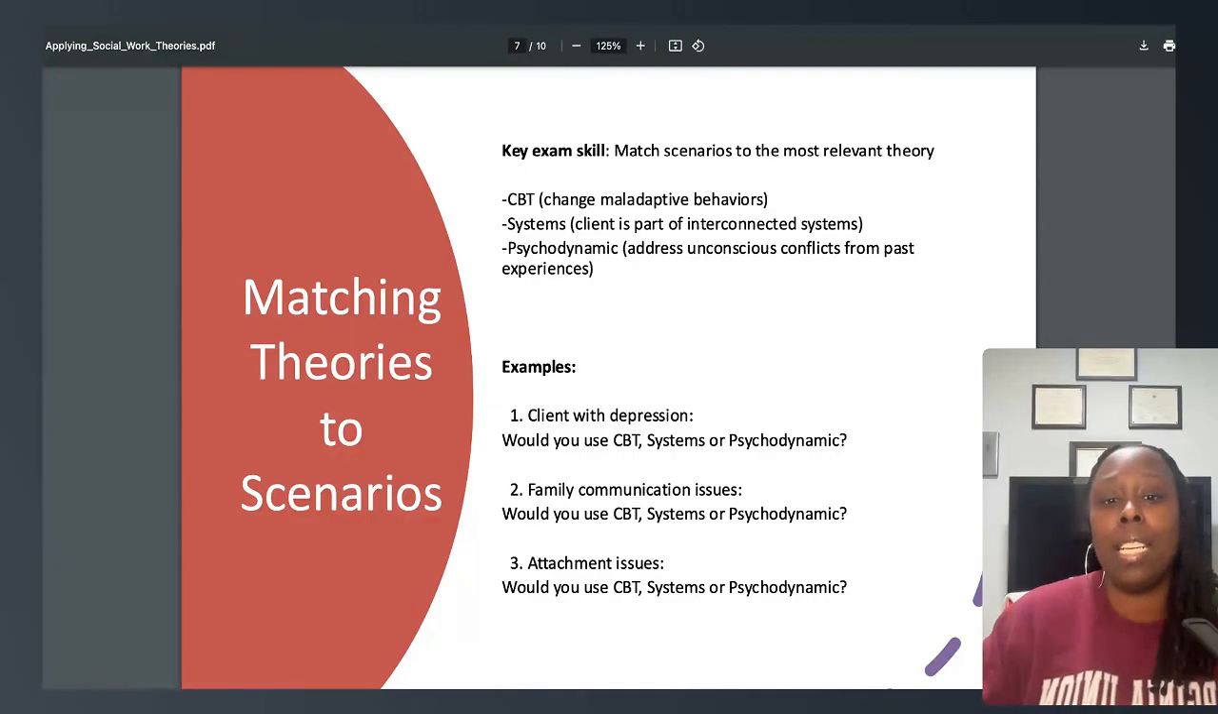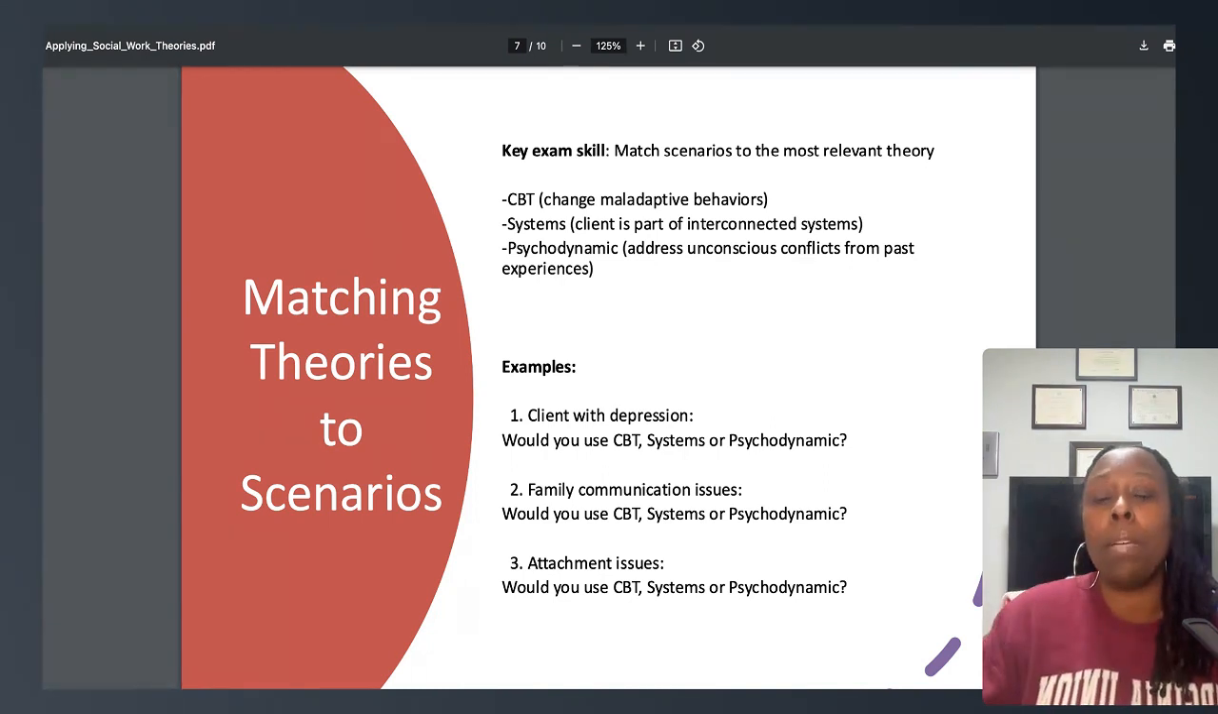A client is dealing with depression. Are we using CBT, systems, or psychodynamic? Some of you might be asking, is the depression a result of something else? Just go with the information that's provided in the scenario. The client has depression, that's all we know. And the answer, you're correct, is CBT. The depression is that maladaptive behavior, and we want to work on changing it. So yes, we would do CBT.